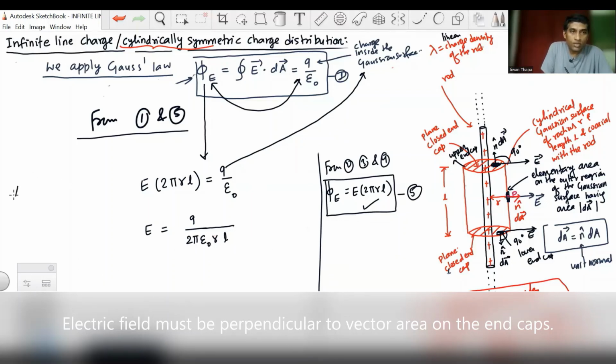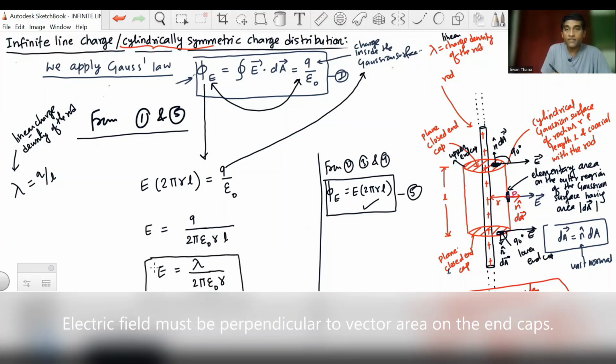Now we know linear charge density, this is the linear charge density of the rod, and this equals charge per unit length. So we can write E equals lambda by 2 pi epsilon naught R. So this is the electric field at point P due to infinite line charge.